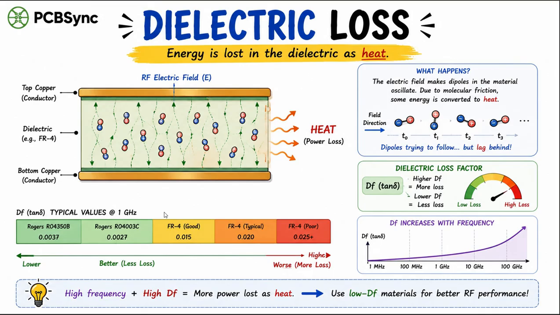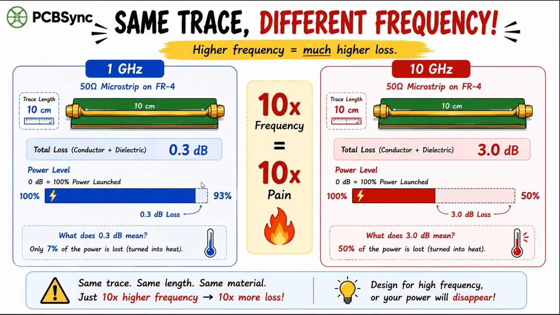So, high frequency designs are increasingly favoring materials with low Df because they don't have as much loss. Remember this: not all energy can keep up with the rhythm.